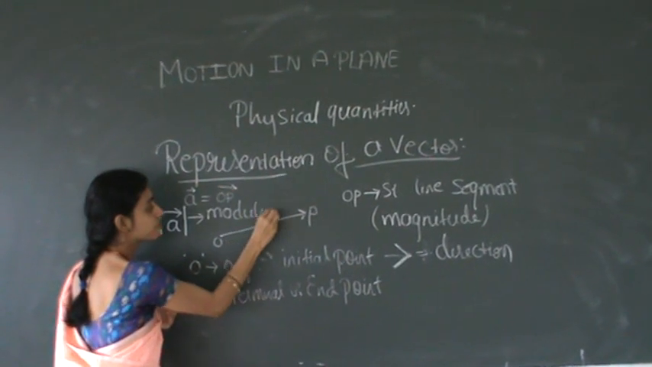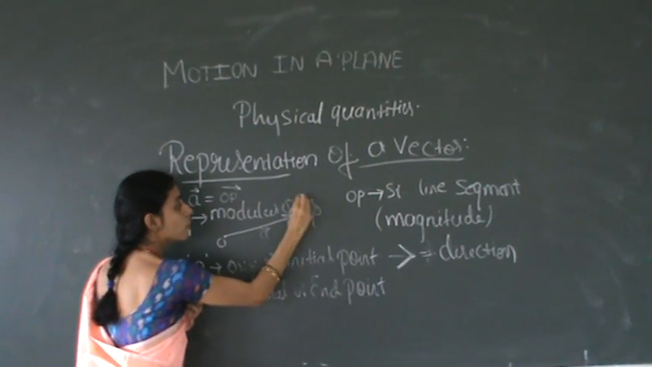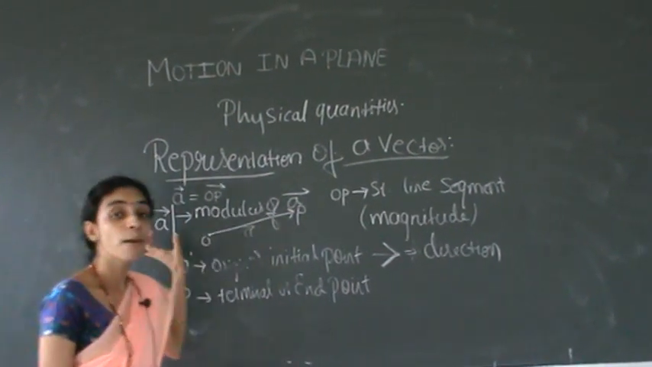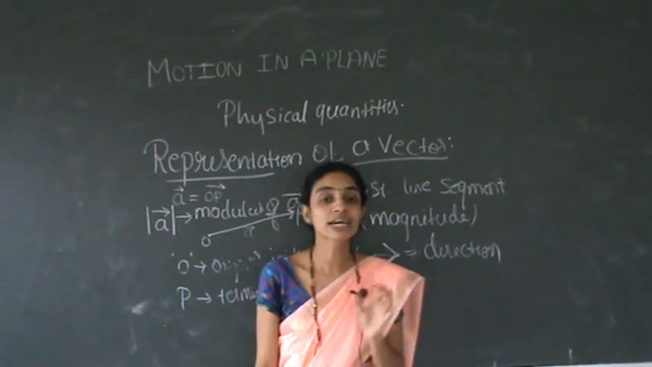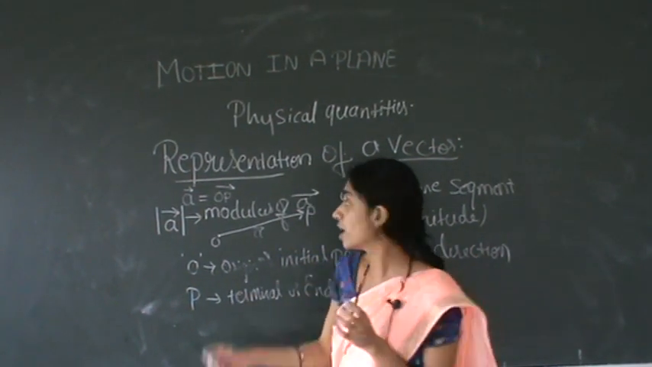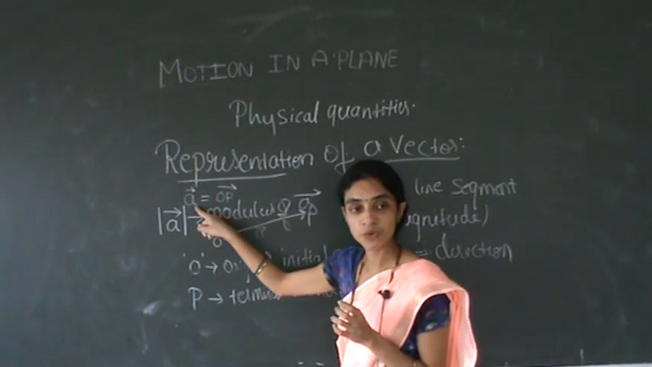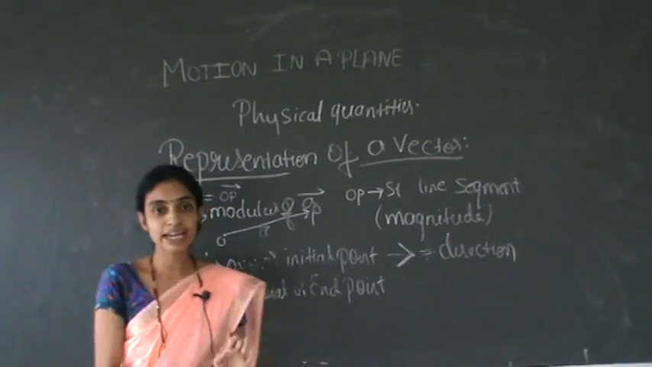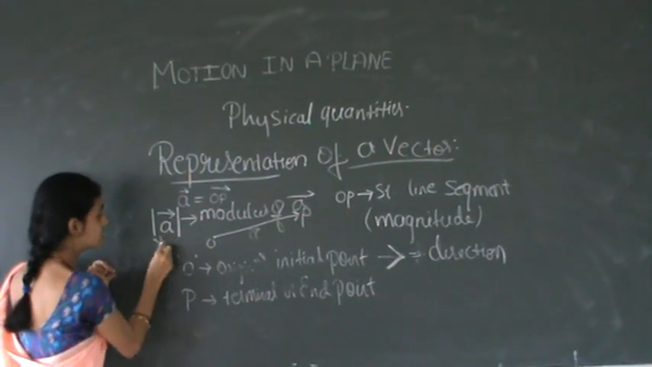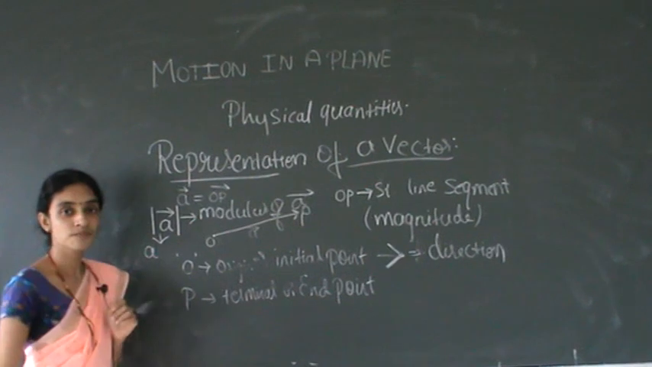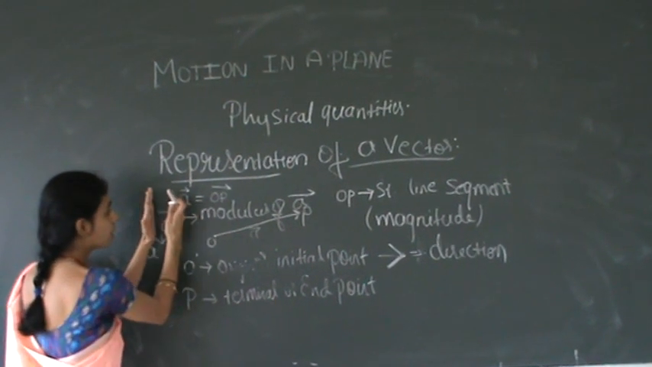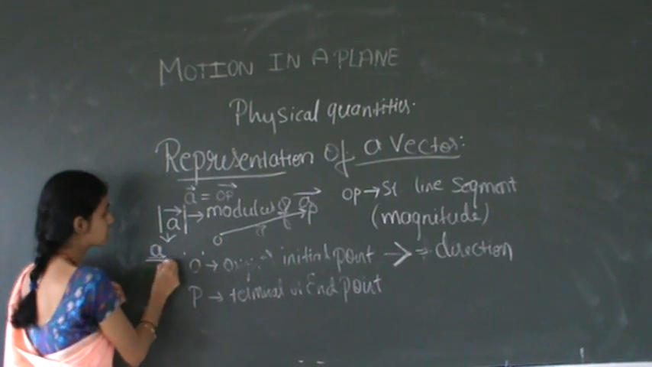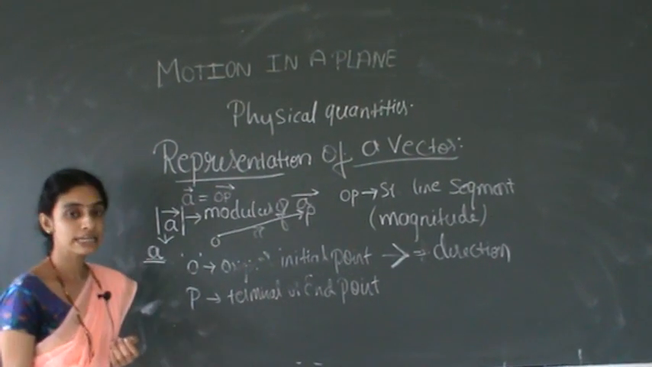Modulus of vector A gives you what? Magnitude. Modulus of the vector gives you the magnitude of vector A. If you apply this mod sign, simply you can write letter A. If you apply the magnitude or the modulus value here, simply you can replace this term by A.